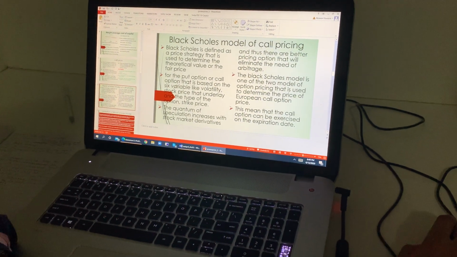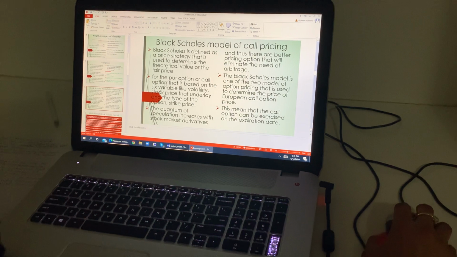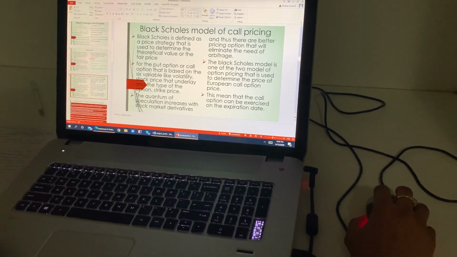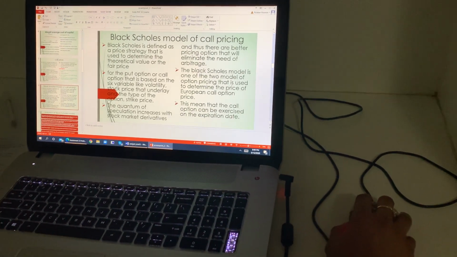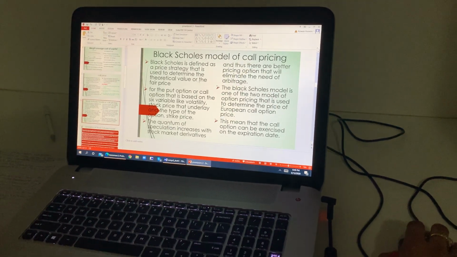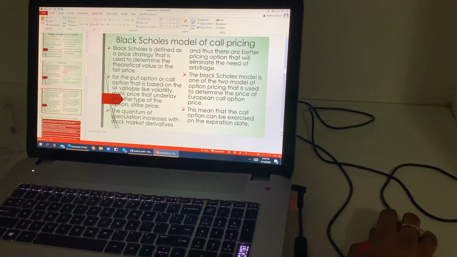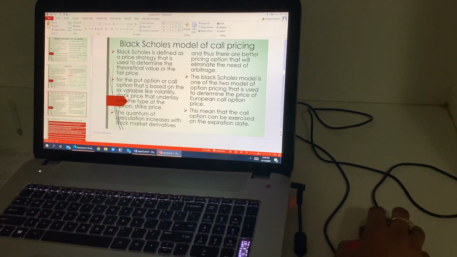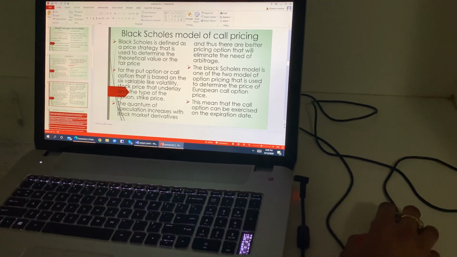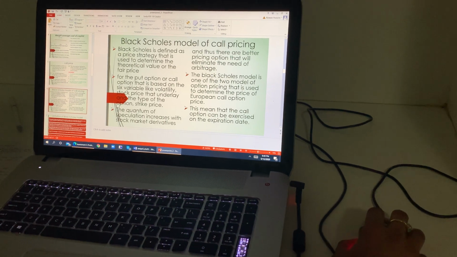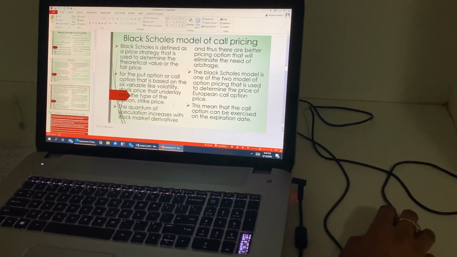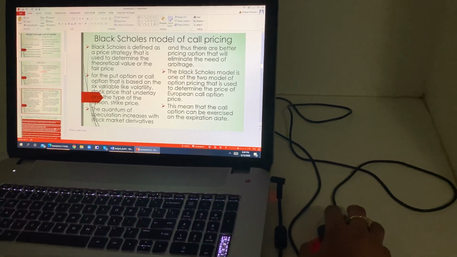So, the Black-Scholes model of call pricing. Black-Scholes is defined as a pricing strategy that is used to determine the theoretical value, or the fair price, for a put option or call option, based on variables like volatility, the underlying stock price, and the type of the option, like strike price and various other things.